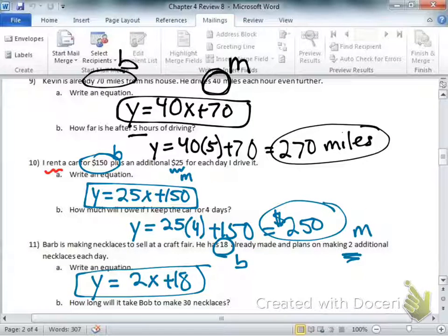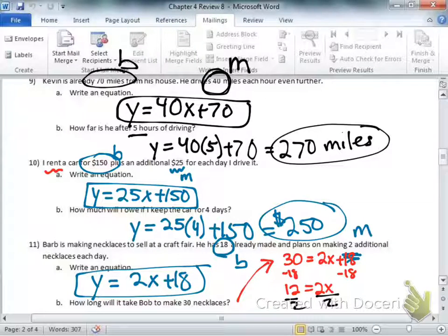In this particular problem, we want to know how long it takes them to make 30 necklaces. I'll do the work over here. 30 is the total. So this one's a little different because we're putting the number in for the Y, not for the X. And that's because it's the total. So to solve for the X part, we subtract 18. It's going to be 12 equals 2X. And then you divide both sides by the 2. So this will take 6 days to make all those necklaces.